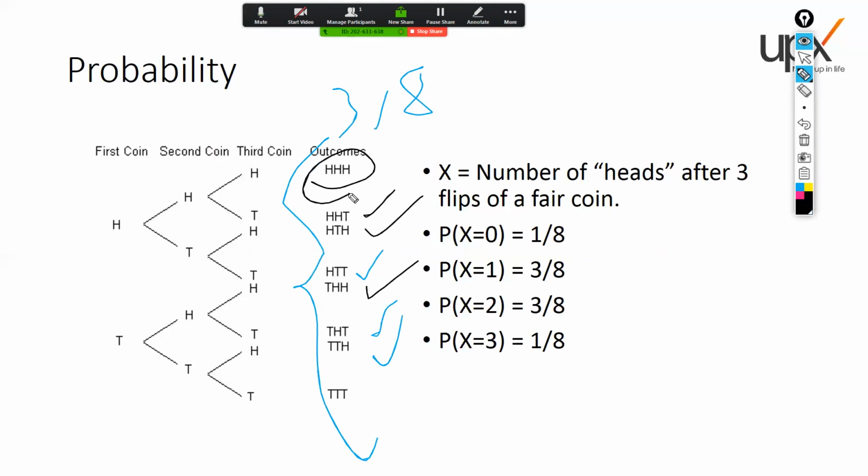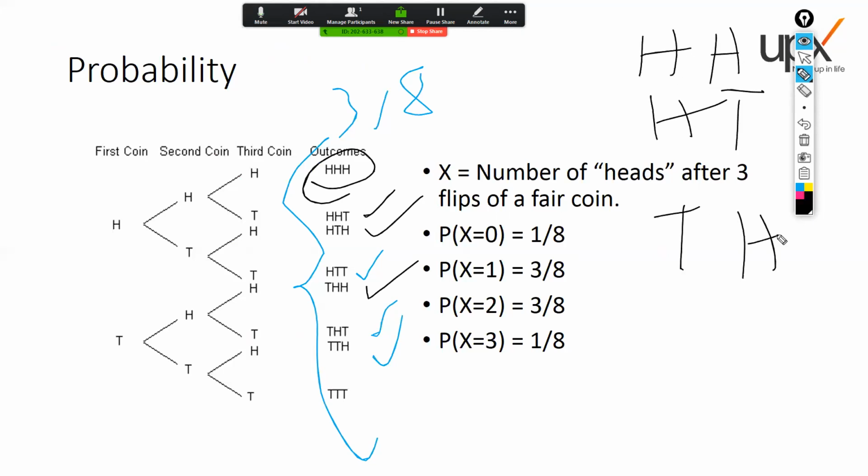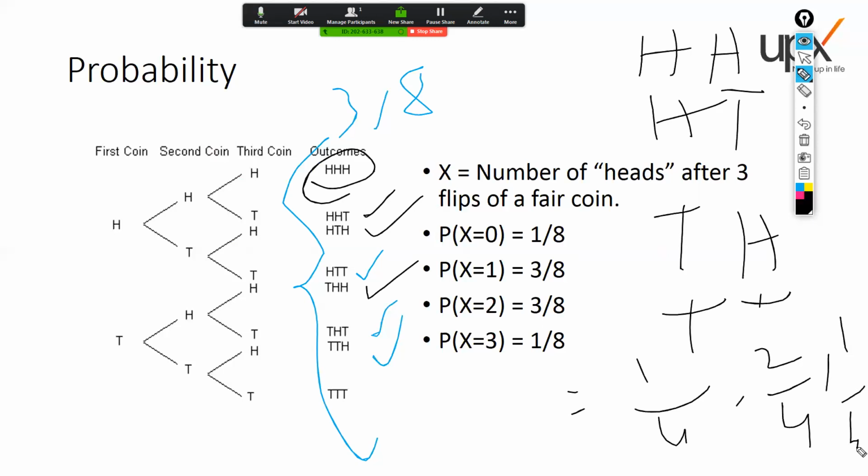Now if you want to calculate the probability after only 2 flips, forget about the third flip, only 2 flips. Probability of X equal to 0 when there are 2 flips, how many possibilities are there? HH, HT, TH, TT. How many possibilities? 4, right? Probability of X equal to 0, again 1 by 4. X equal to 1, head equal to 1, 2 by 4. X equal to 2, 2 times head, which is 1 by 4.